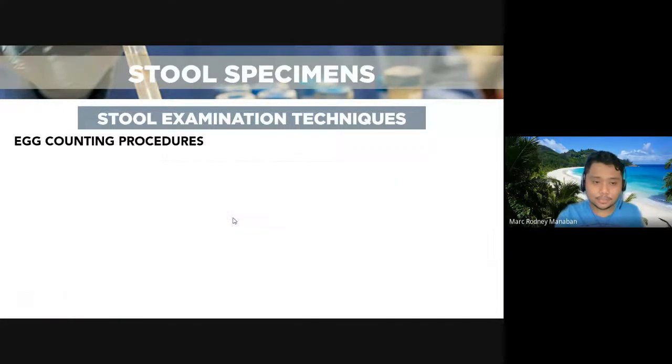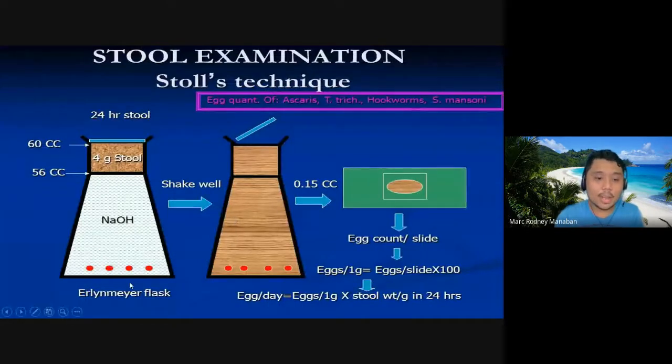So here's the procedure. You use an Erlenmeyer flask, then 4 grams of stool and NaOH, you shake and then put a cover slip at the top. Then you get a sample of 0.15 ml, put it on a slide with a cover slip, and examine under the microscope. Again, to get EPG, eggs per gram, you multiply your initial egg count by 100. So that's your Stoll egg count, or Stoll dilution egg count. It's not routinely performed in your hospitals, but it's still an egg count procedure, okay?